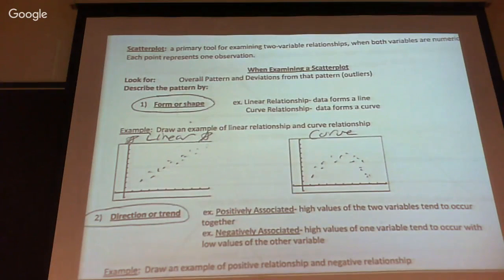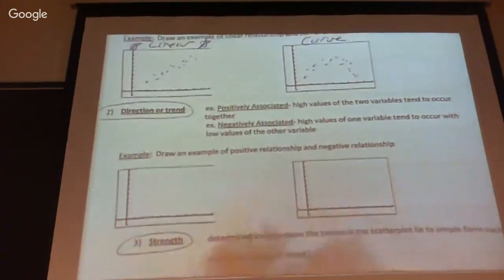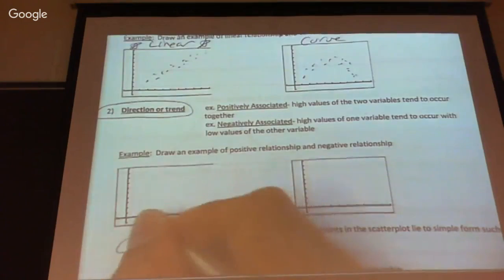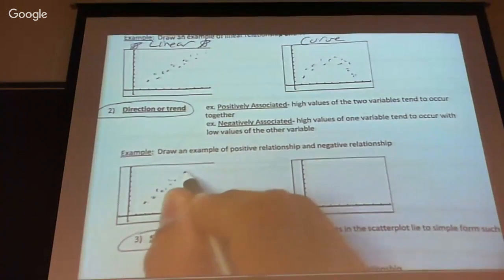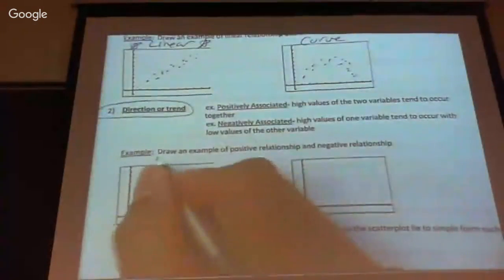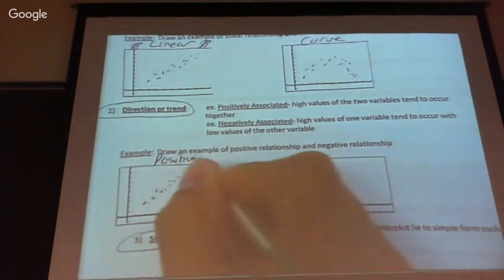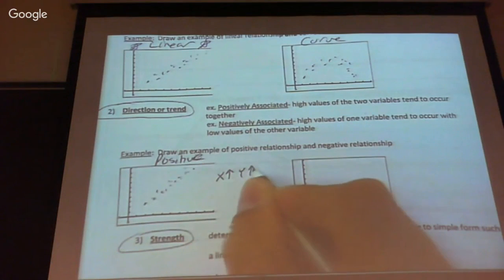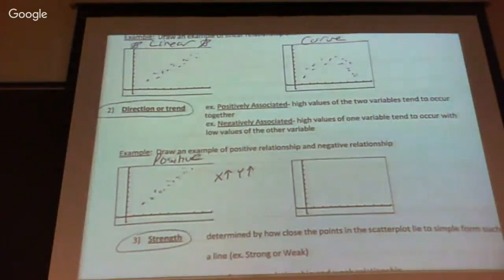Okay? So we look at a bunch of dots, we say, okay, it looks like a line. Well, we can talk more about it. We can also talk about, are they positively associated or are they negatively associated? And that's going in direction or trend. So if my dots were going from left to right up, would that be positive or negative? Positive. Good. That would be a positive relationship. And the reason why it's positive is as x goes up, y goes up. Remember, x-axis, y-axis. As x goes up, y goes up. Looking at it from left to right, that's a positively associated relationship.